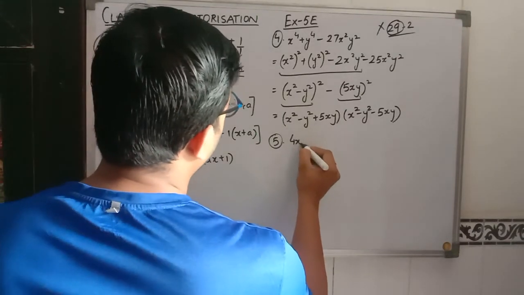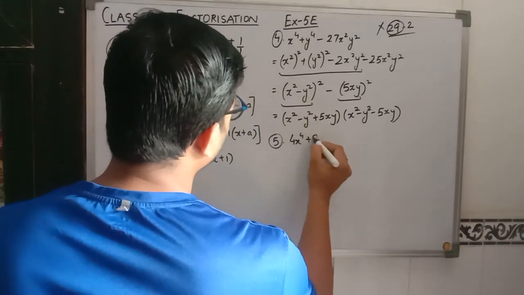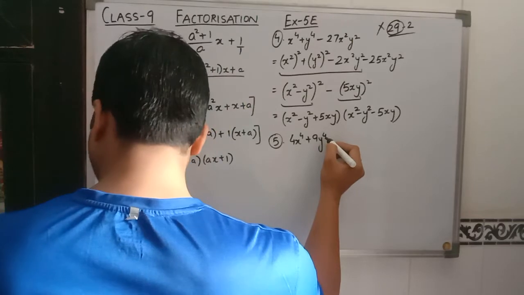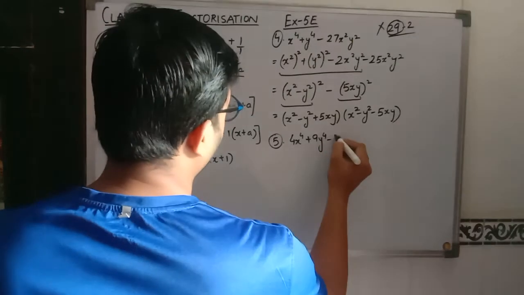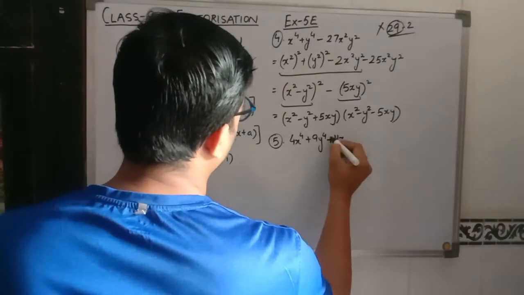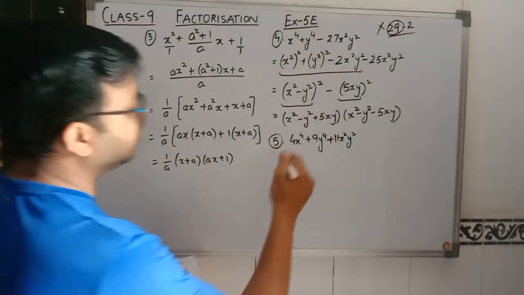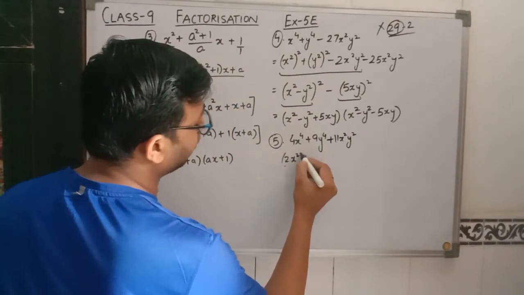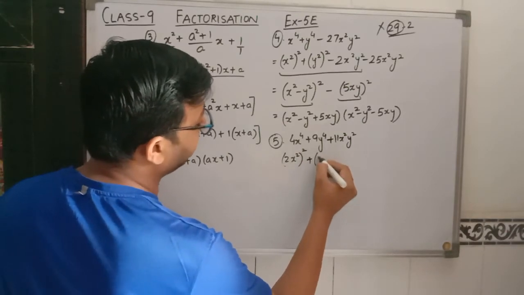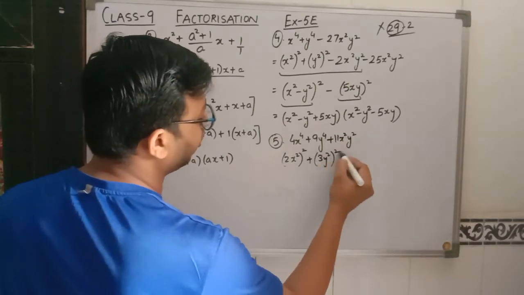That is written 4x to the power 4 minus 9y to the power 4 plus 11x square y square. Now in this question, as you can see, this can be written as 2x square to the whole square, and this can be written as 3y square to the whole square.